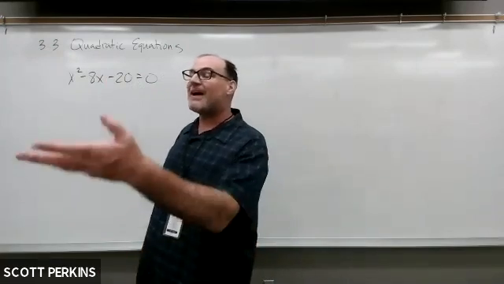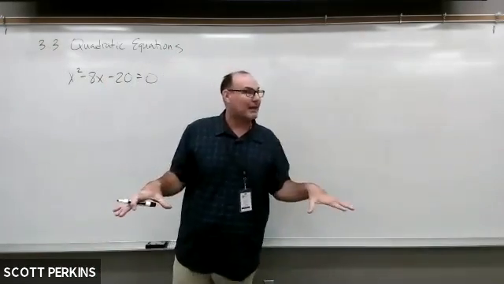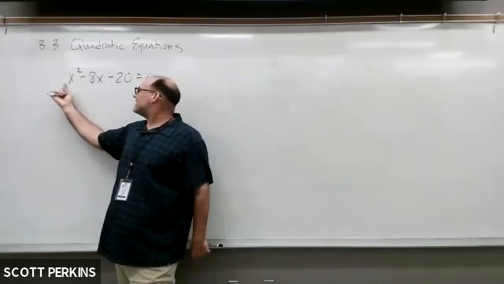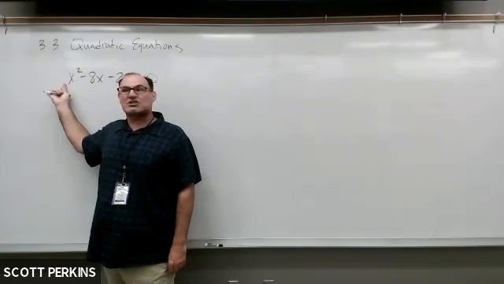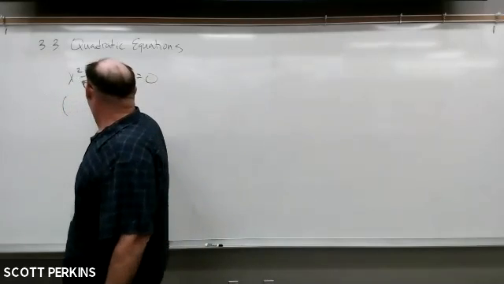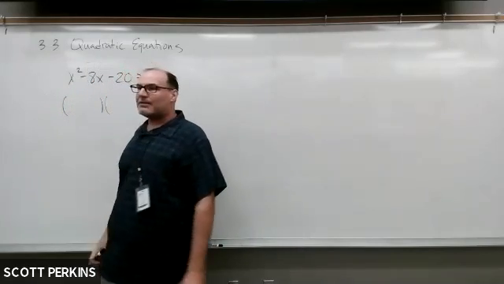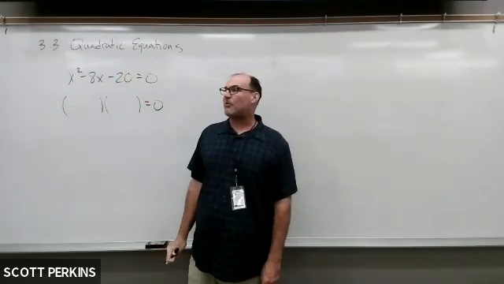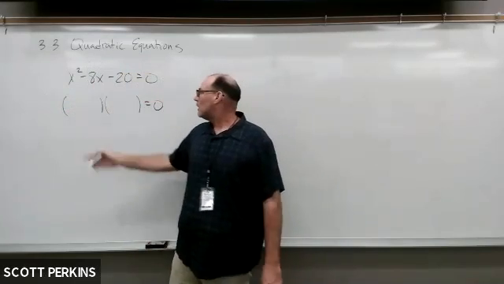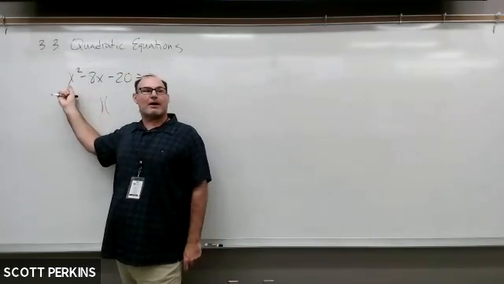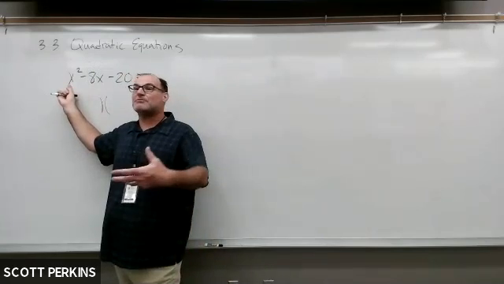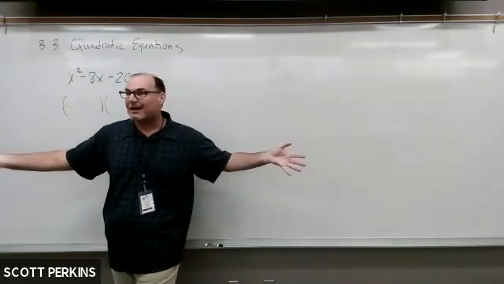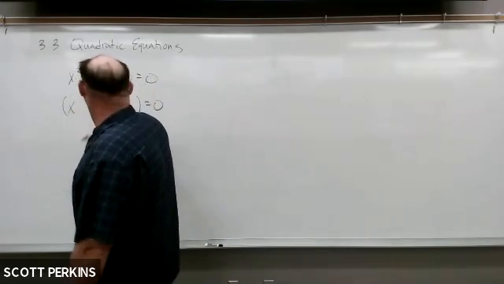So the process of factoring, remember, is unfoiling. And so on this one, since I don't have a number in front of the x squared, I can just say, okay, there's the two binomials, so we're unfoiling. What are the two factors that give me x squared? They have to be what? Okay, x and x.